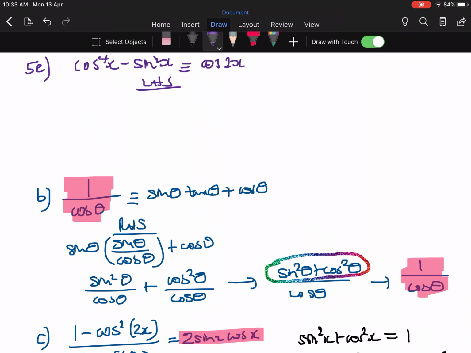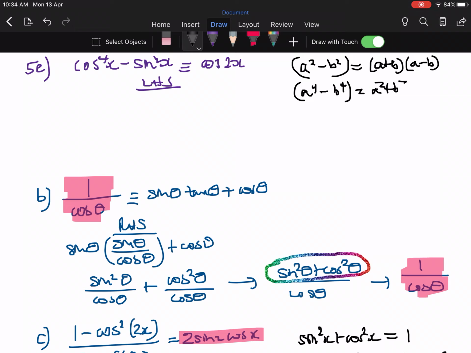So again, remember the rule. What is the difference of two squares? a squared minus b squared is equal to a plus b, a minus b. So that also applies if I was to say a to the 4 minus b to the 4 is equal to a squared plus b squared, a squared minus b squared. So that's a little trick in there. So if you double the power, so a squared becomes a to the 4, then it goes from a to a squared, b to b squared. So hopefully that makes sense.